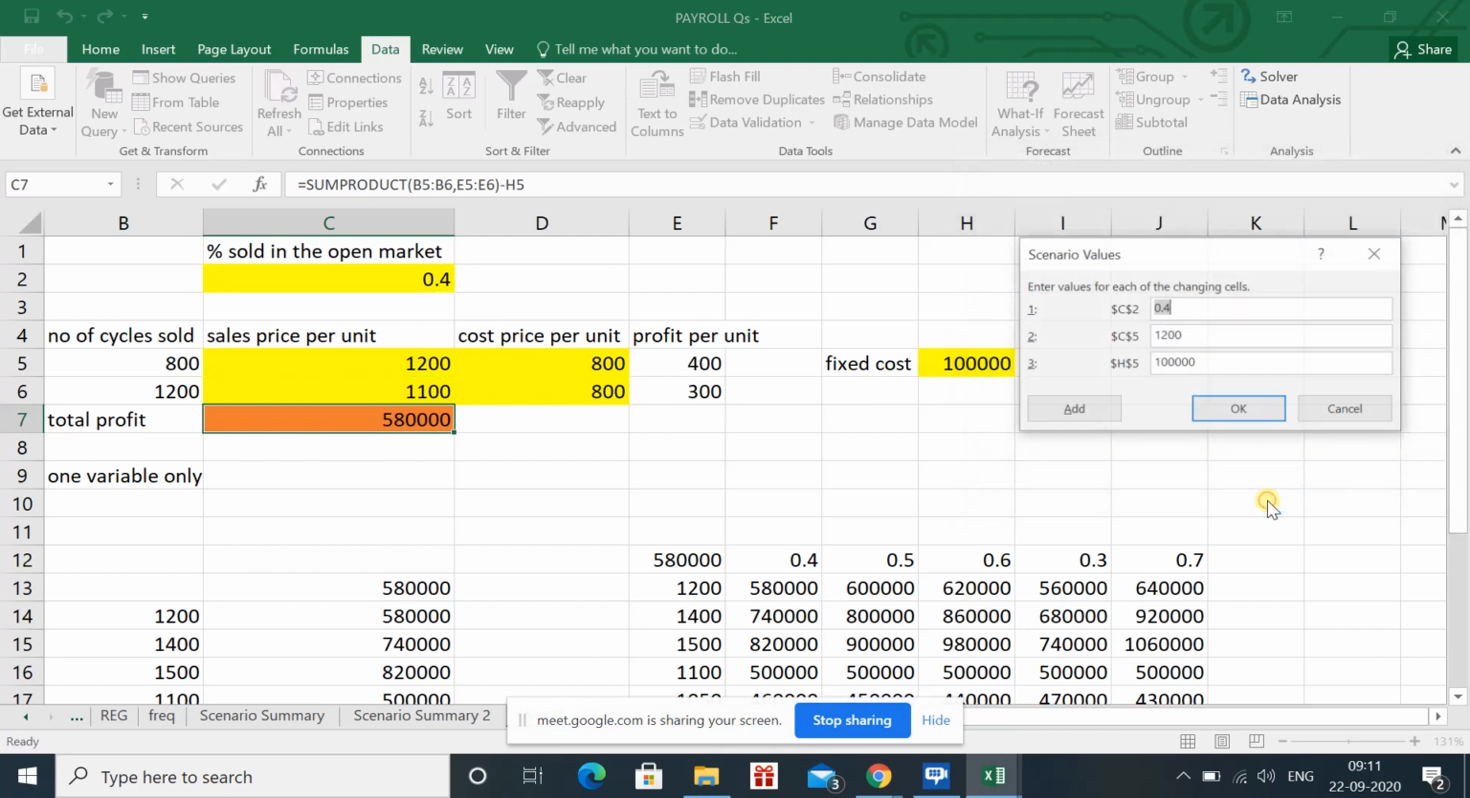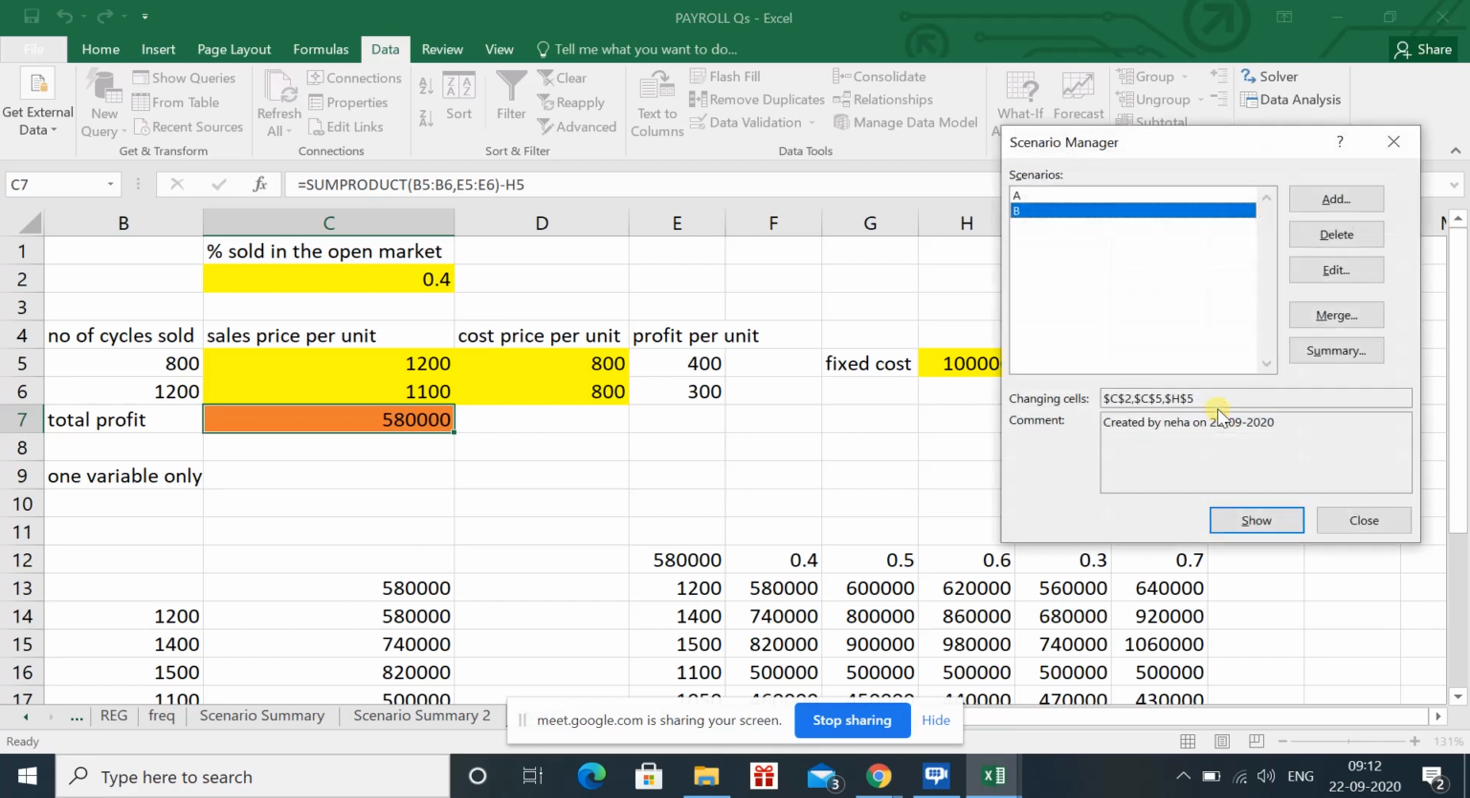Then press OK. Then again here it is showing you the exact values, but we want to change the existing values and see the impact over this. So here we are changing the values: 50%, 1200 and 1,20,000. This is the second scenario.